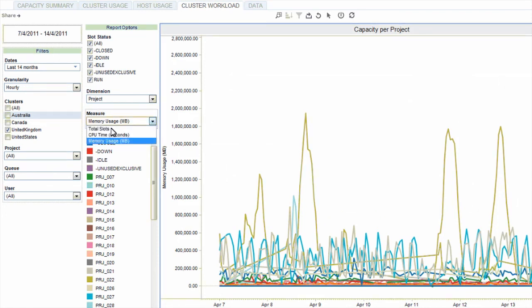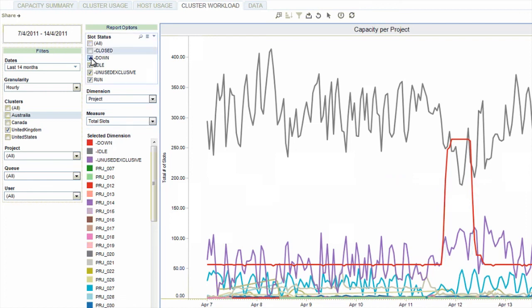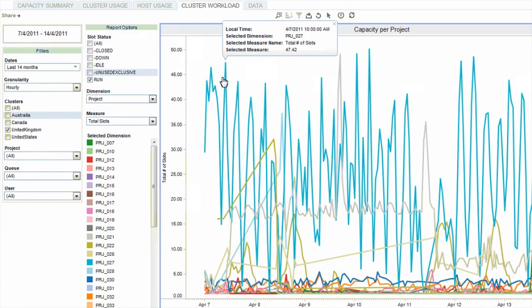I'll view this in terms of slots instead. And I'll remove the clutter by only focusing on slots that were in a running state. Now I have a clear view of what projects were busy when. Project 27, shown here in blue, dominated use of the cluster.